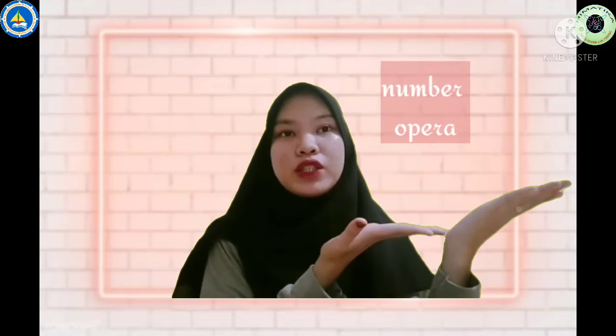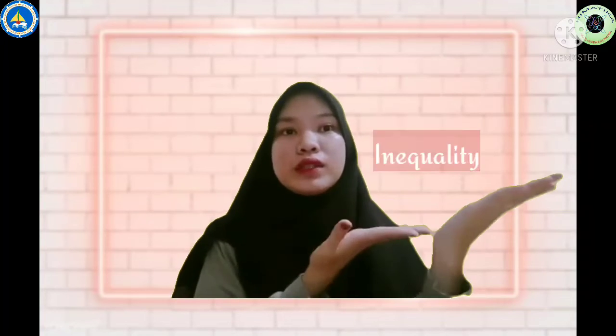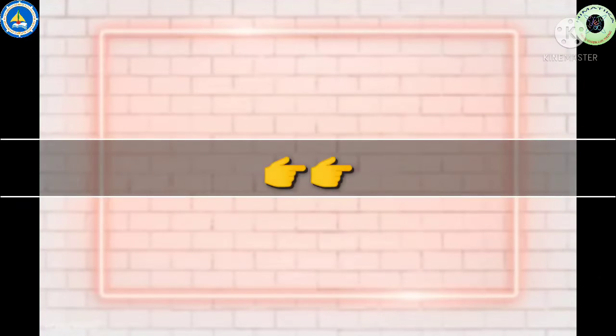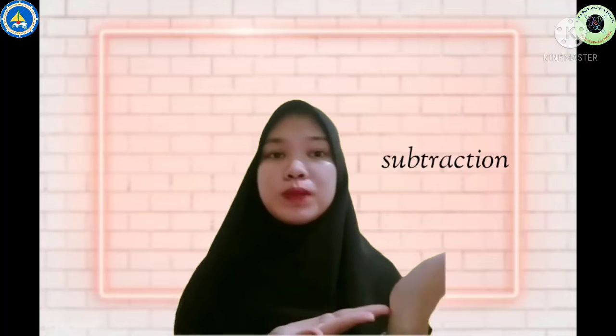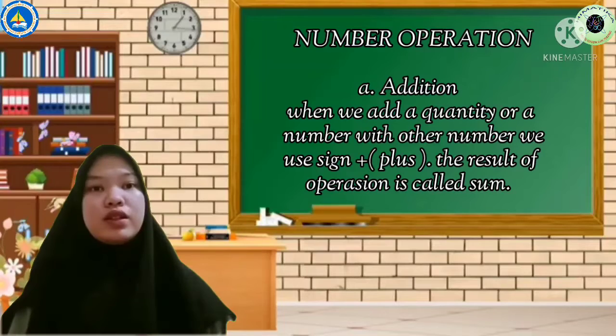I will discuss the material number operation and inequalities. Just go to the material, let's go. Material the first, number operation. There are 4 number operations. The first addition, the second subtraction, the third multiplication, the fourth division. Let's discuss one by one.